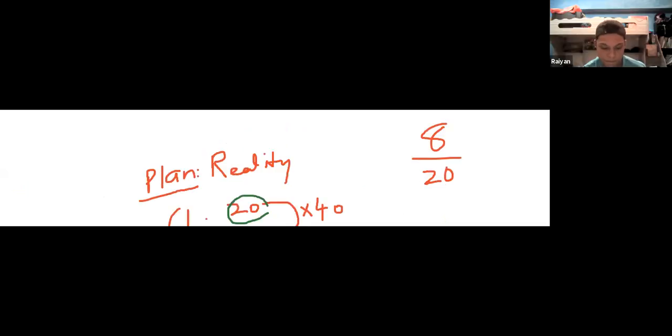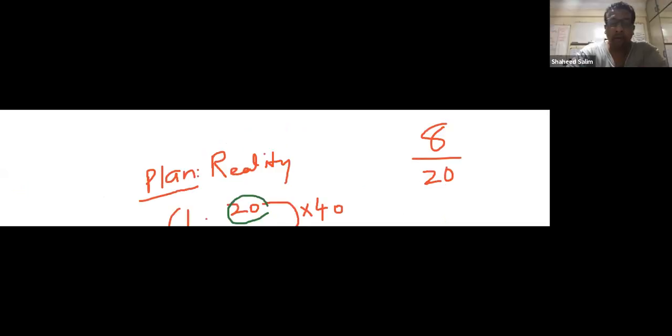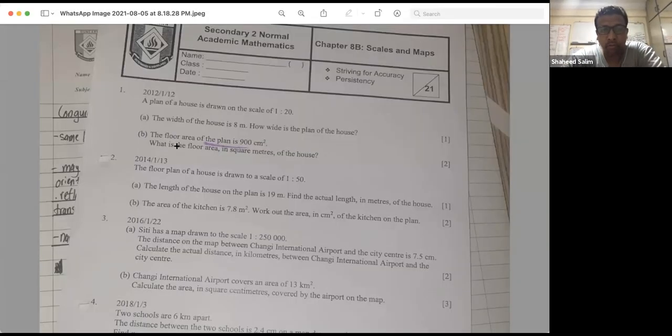Okay, the floor plan is 1 to 50. This is the ratio. So you write down here, P for the plan and R for reality. Your teacher might say otherwise, it's up to you. I use plan and reality. So 1 is to 50. The length of the house on the plan is 19 meters.